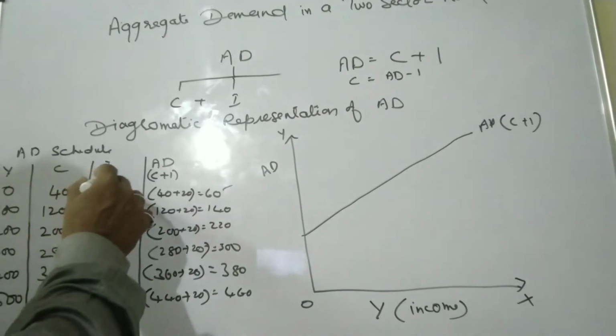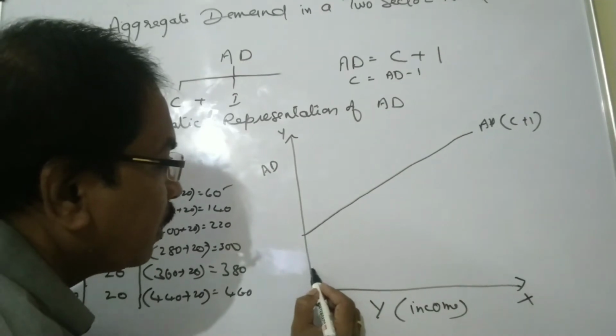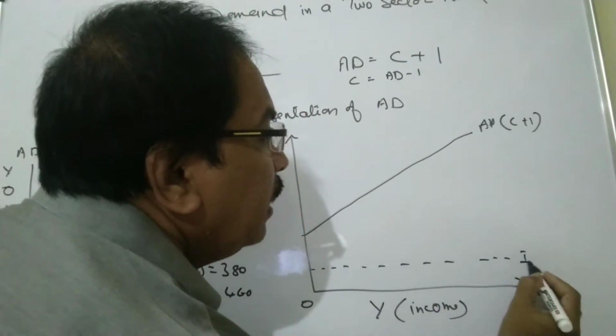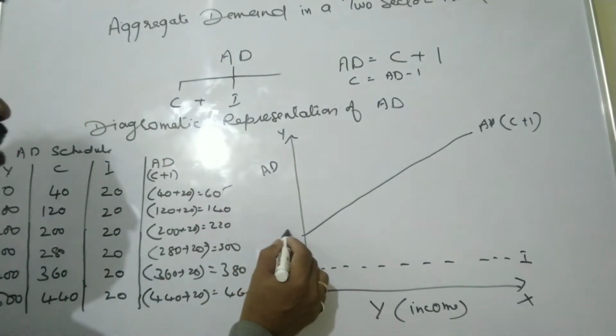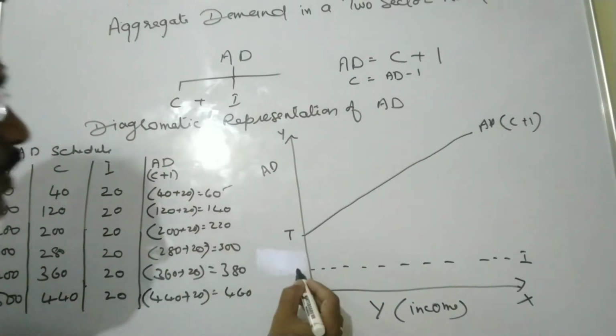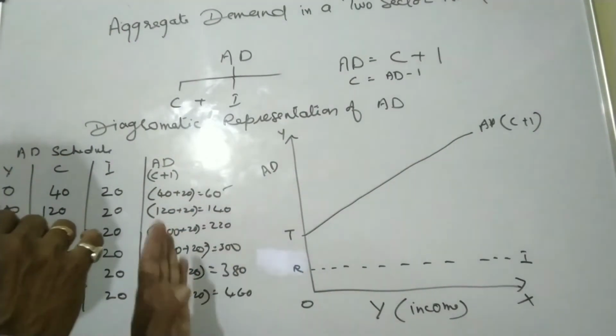Then we have seen investment, autonomous investment, that is 20. Let this be here. This is your I, autonomous investment. I mark this point as T and let the autonomous investment be R. I hope you understood these things.